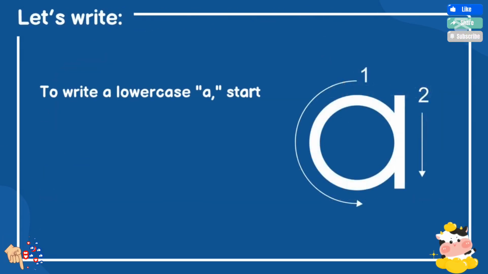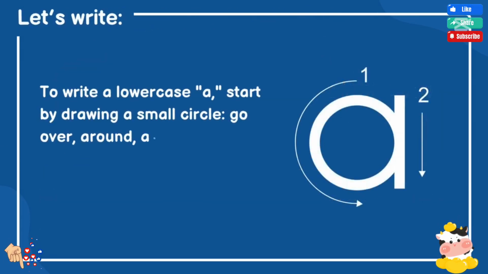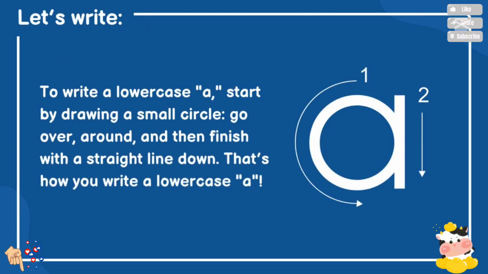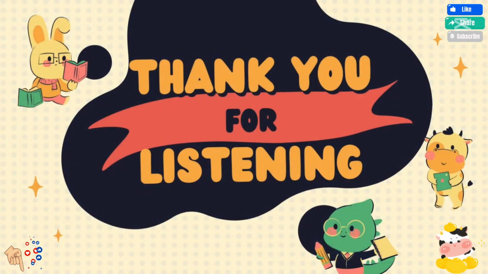To write a lowercase a, start by drawing a small circle, go over, around, and then finish with a straight line down. That's how you write a lowercase a.